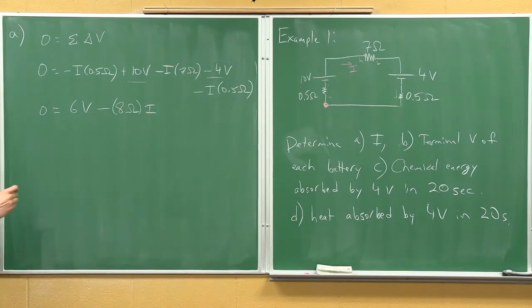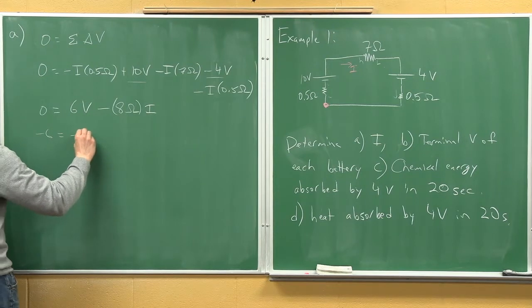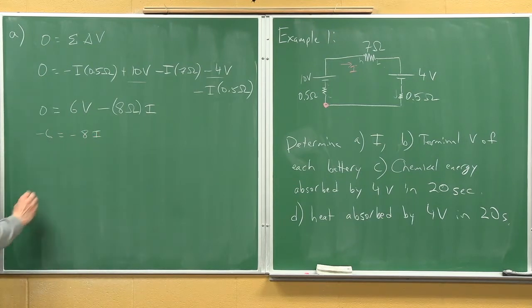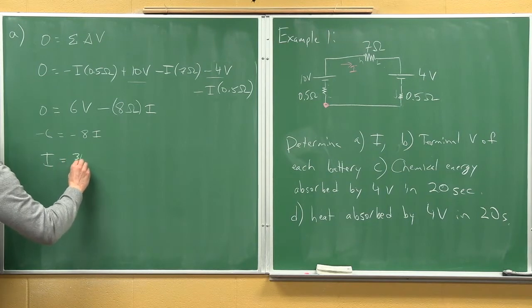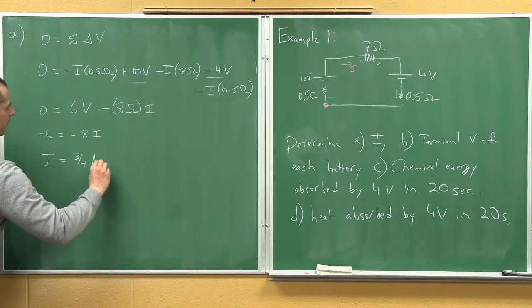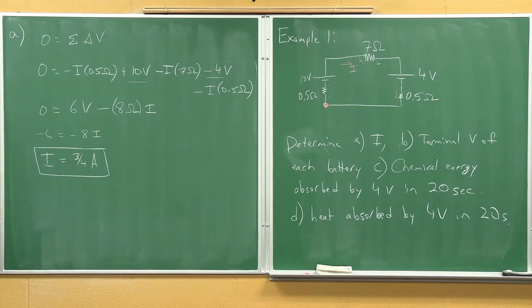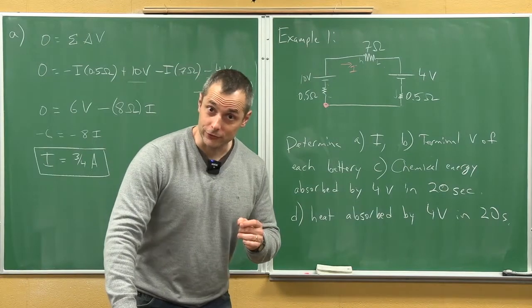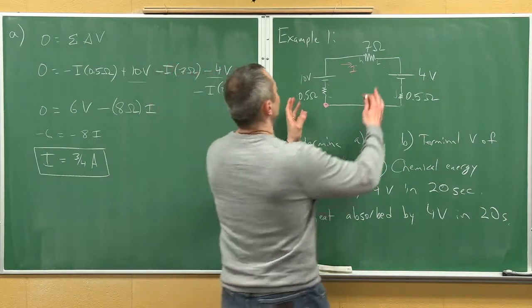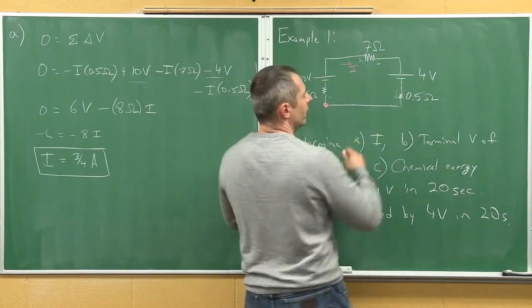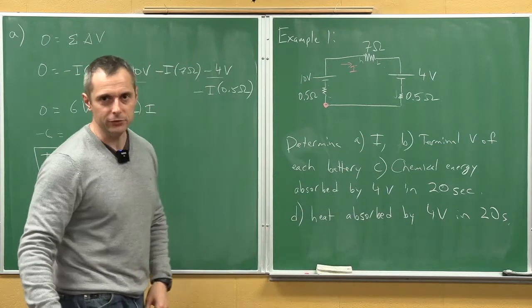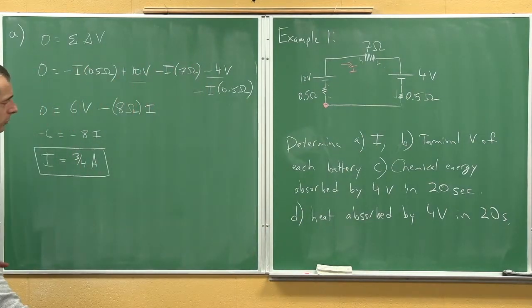So if I subtract 6 from both sides, divide by 8, I get that the current is 3/4 of an amp. Or you could put 0.75 if you want. All right, so there's the current. By the way, you probably could have solved this without Kirchhoff's loop rule. You could have just said, look, we got kind of like 6 volts going this way and 8 ohms, and use Ohm's law. All right, you could probably do that. But technically, it's more correct to use Kirchhoff's loop rule.